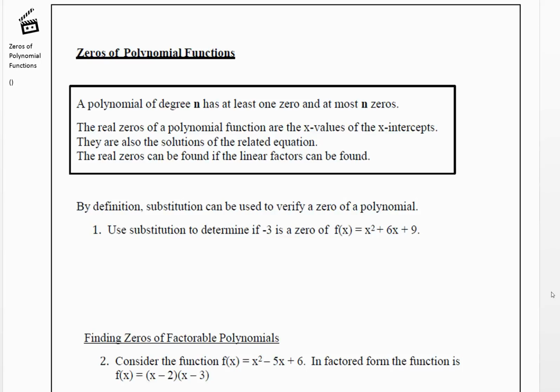And we can find real zeros if we can factor the polynomial. So in this section, most of our polynomials will be very easy to factor. And in the next section of the unit, you're actually going to really work on learning how to factor polynomials.